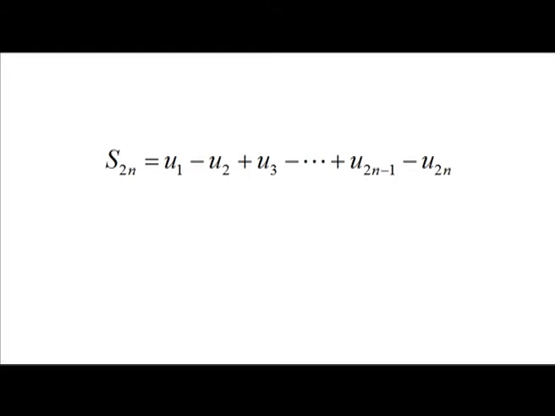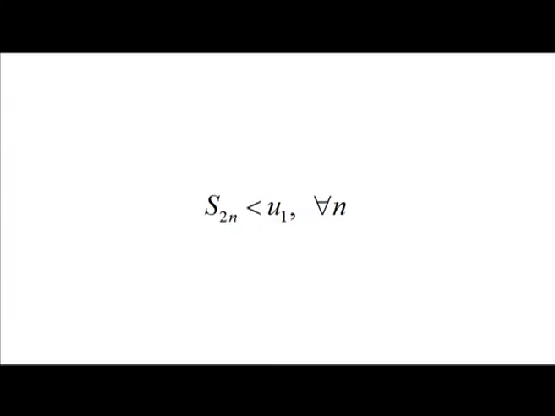Again, S2n equals u1 minus u2 plus u3 minus etc. plus u2n minus 1 minus u2n, which is equal to u1 minus u2 minus u3 minus u4 minus u5 minus etc. minus u2n minus 2 minus u2n minus 1 minus u2n. But since un plus 1 is less than or equal to un for all n, each bracket on the right is positive and hence S2n is less than u1 for all n. Thus, the monotonic increasing sequence S2n is bounded above and hence, by the monotone convergence theorem, the sequence S2n is convergent.